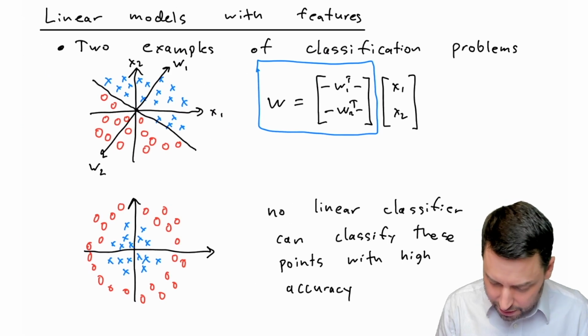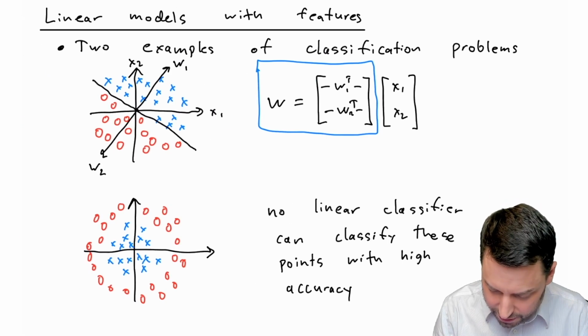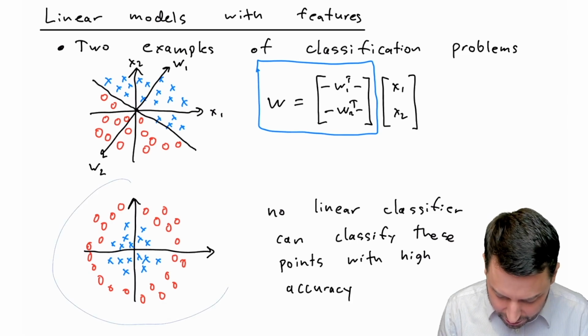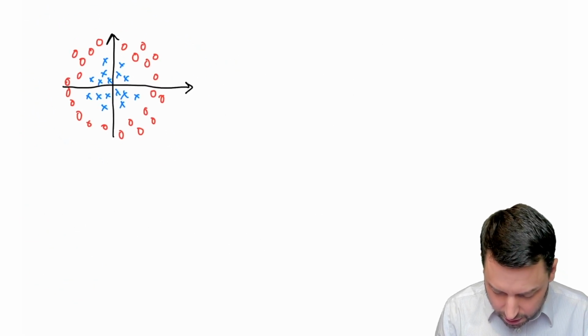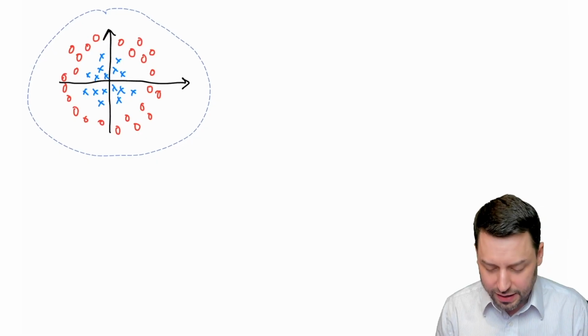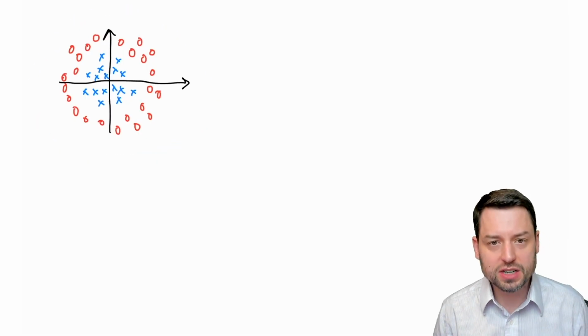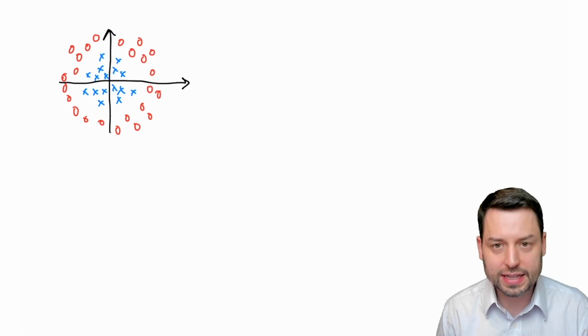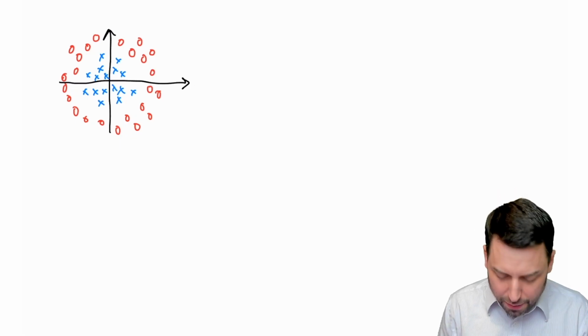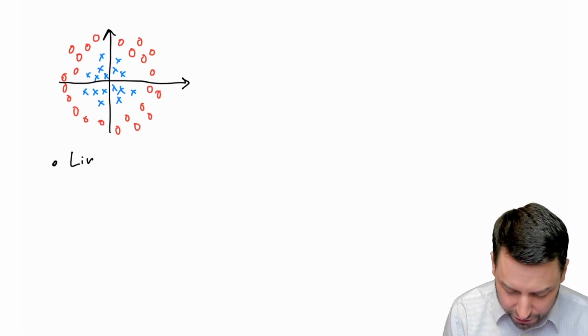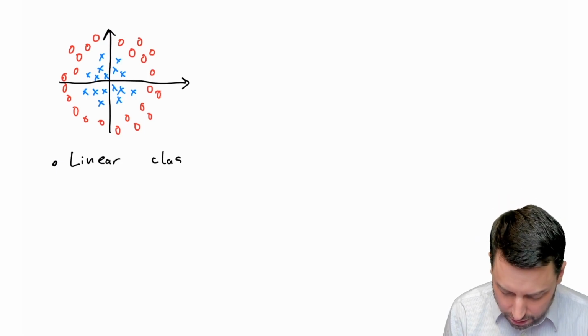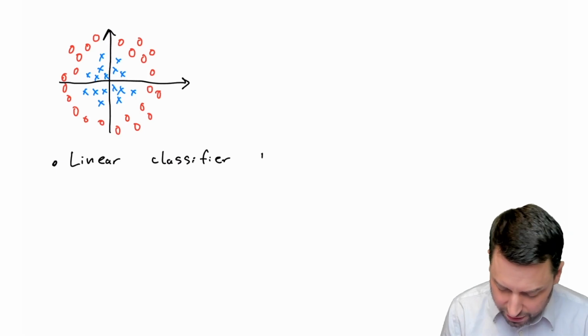Now though, I want to conceptually, and maybe I'm going to copy this figure over here, to motivate my next point. I want to start talking about a different class of classifier that actually can separate points like this. And in particular I'm going to define the notion of a linear classifier with features.